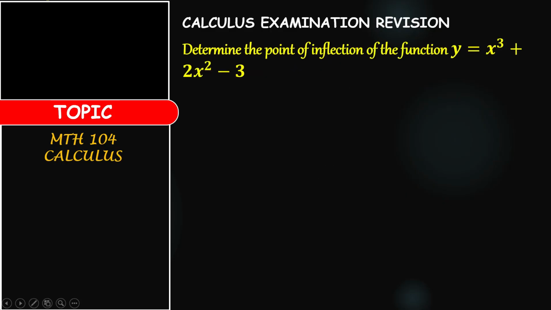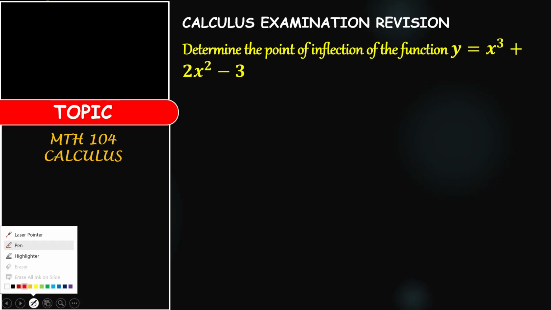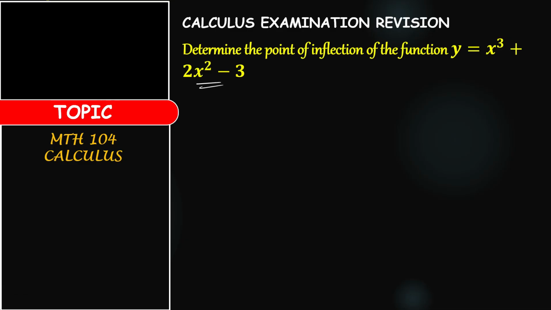Now determine the point of inflection of the function. Whenever they ask you to determine the point of inflection of any function, all you need to do is very easy. Find the dy/dx and then find the d²y/dx², then equate that one to 0. So first of all, let us find the dy/dx. That's what I represented with y prime. When you find the dy/dx, differentiate x raised to the power of 3 is going to give us 3x squared. Differentiate 2x squared is going to give us 4x.